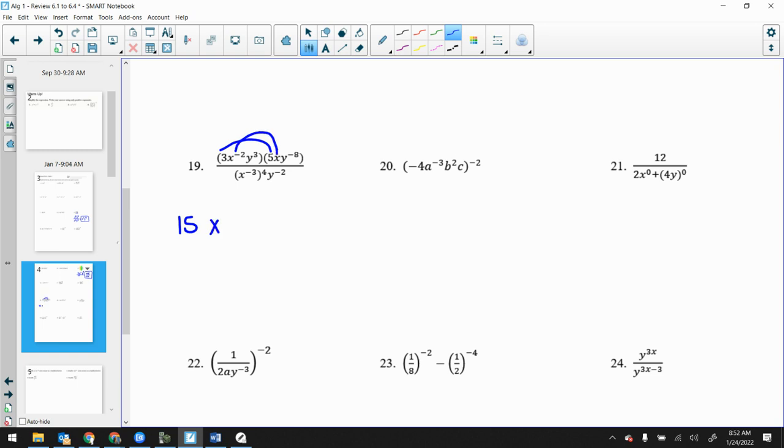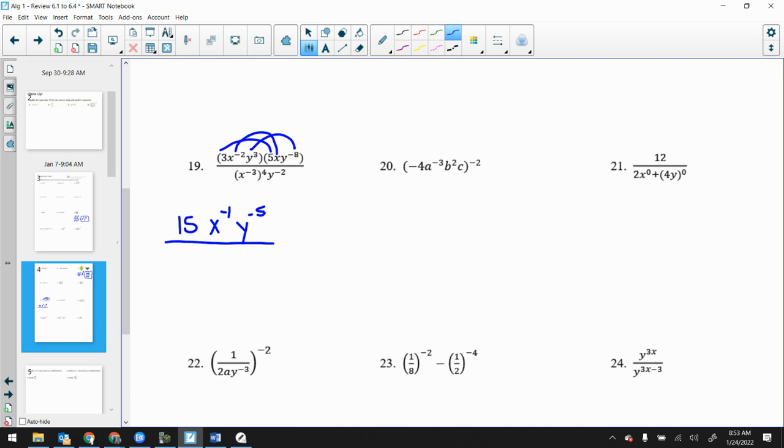Remember, I'm multiplying with my bases, so I would add the exponents. Negative 2 plus 1 is negative 1. And then we have y to the third and y to the negative 8th. 3 plus negative 8 is negative 5.